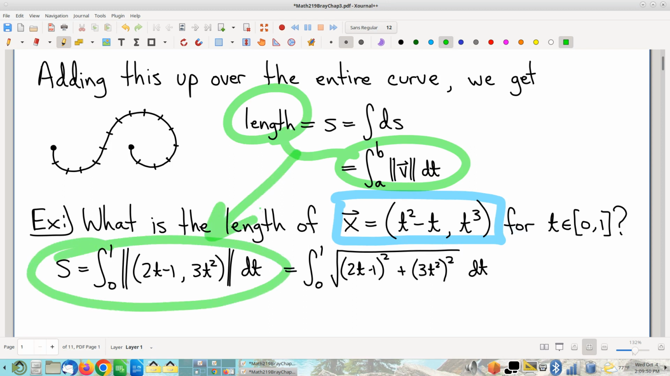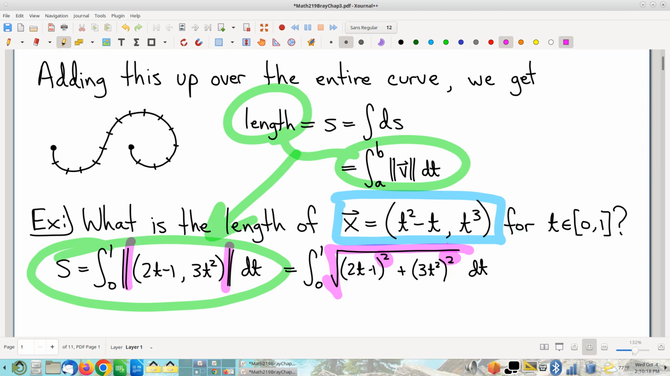I'm just going to take the velocity, aka the derivative of position. I'm going to take that velocity, compute its magnitude. Keep in mind, magnitudes are square root of the sum of the squares of the coordinates. And boom, there's an integral that I would have to compute to actually get an answer to this question.